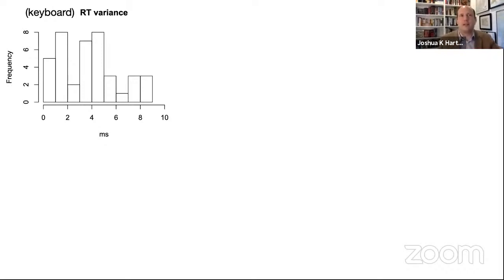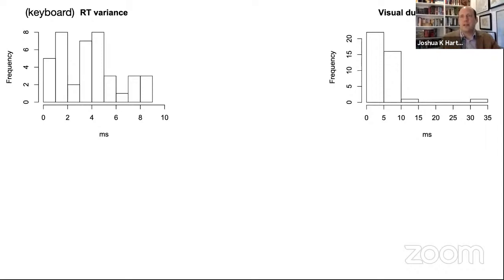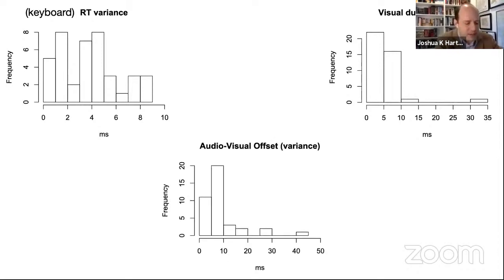This is actually just the variation. For visual duration variance, you ask something to be on the screen for 100 milliseconds, how long is it actually on there? Your plus or minus is going to be, again, on the order of a few milliseconds for the most part. There was one software by hardware by browser combination that wasn't as good. But actually, 30 milliseconds is not that bad. And then here's audio-visual offset. If you're showing something visually and playing sound, how synced are they? The variation in the synchronization is, again, pretty small. So trial-to-trial noise is small.